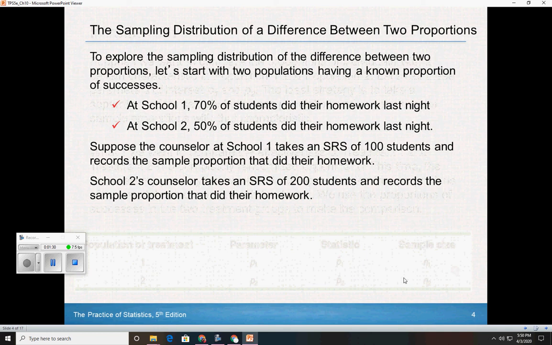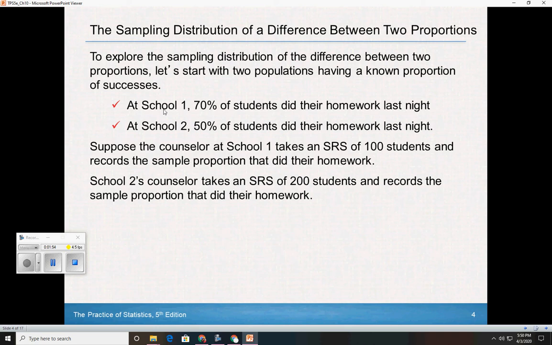To explore the sampling distribution of the difference between two proportions. Now this sounds confusing, so let me say that again. To explore the sampling distribution for the difference in two proportions. In other words, the subtraction of P1 and P2, the difference in how different those two proportions are. Let's start by looking at these two populations.